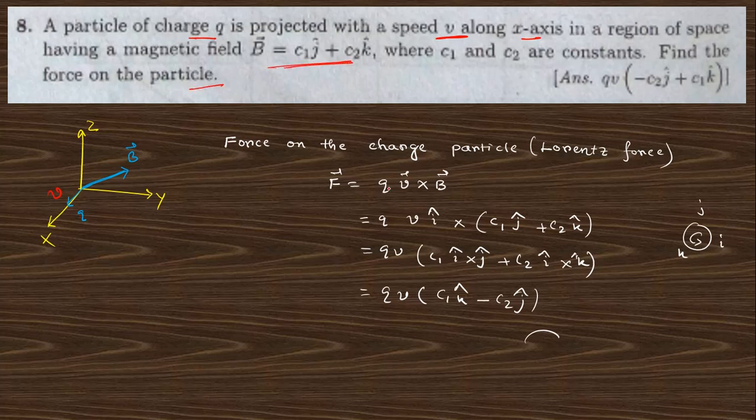So you know the force equals q v cross B, that is the Lorentz force. v is along i cap, the x direction, and B is given in terms of j cap and k cap. You know i cross j is k cap, and i cross k equals minus j cap. So this is the answer. Next question.